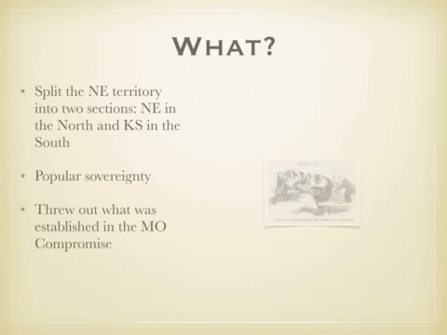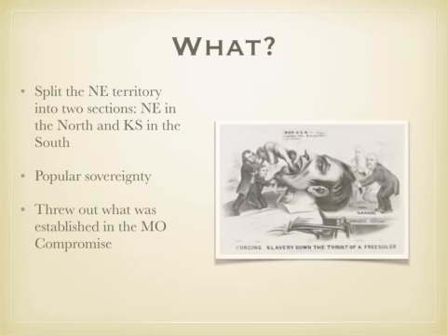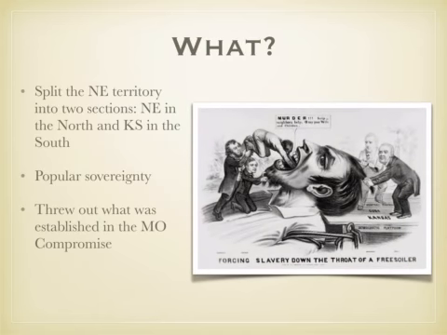So, what happened? How did Douglas propose to solve this problem? He proposed to split the Nebraska Territory into two sections, Nebraska in the north and Kansas in the south. The Kansas-Nebraska Act also states the idea of popular sovereignty would determine the fate of Kansas.